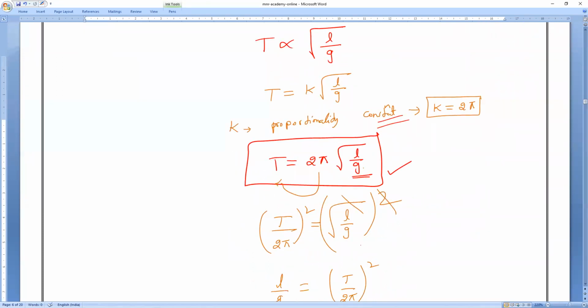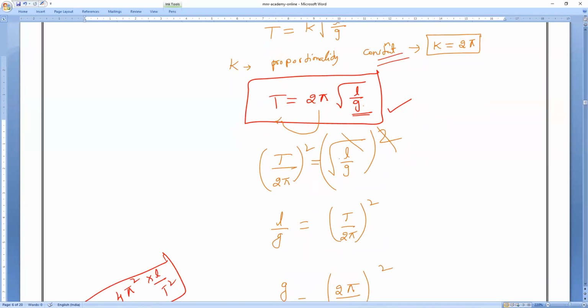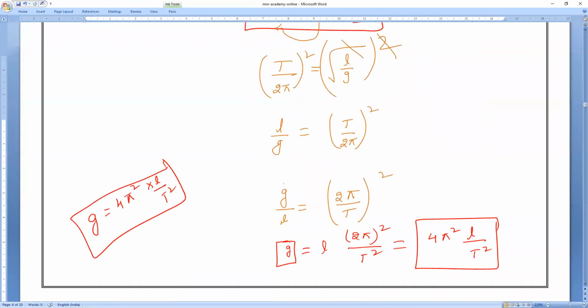Now I want the formula for g. If I want to get it for g, what will I do? I'll send this 2π to this side. It will become T by 2π. And I want to remove the square root, so on both sides I will do the square. So square and root will get cancelled. This side whole square will be there. And I want g, so I take the reciprocal. So L by g becomes g by L, and T by 2π becomes 2π by T, whole square. That's all. If I solve, I'll get the g formula. g is equal to 4π² into L by T². Is it okay, everyone? Clear?